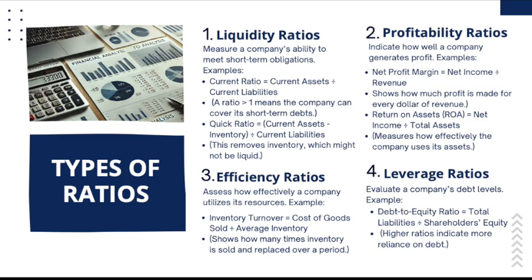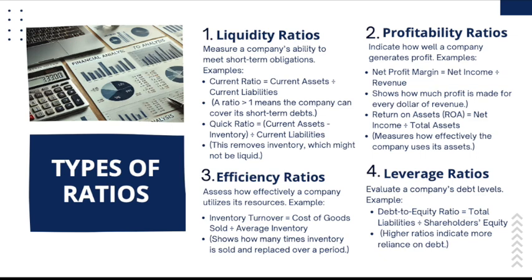So let's look at ABC Electronics again, and let's say the net income is $10,000 and the revenue is $100,000. This means the net profit margin is $10,000 divided by $100,000, which is 10%. Now this means that ABC keeps 10 cents of every dollar in profit.